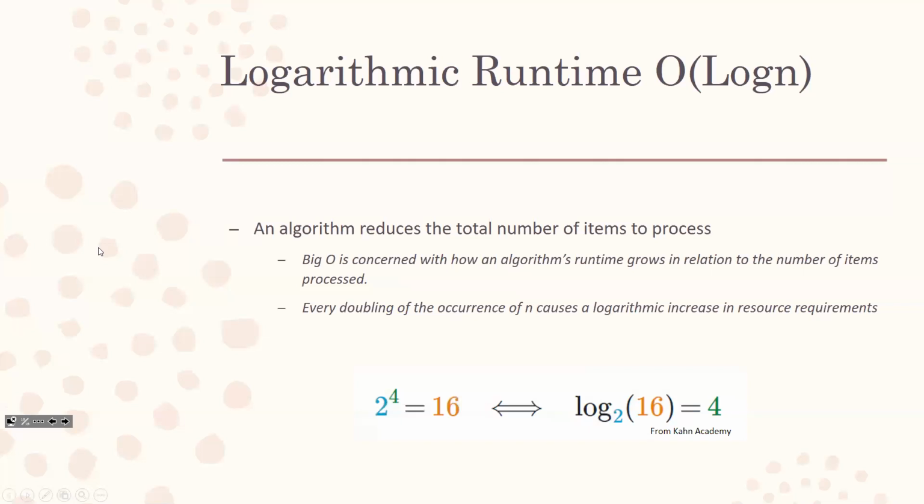From Khan Academy, they say every doubling of the occurrence of n, our number, causes a logarithmic increase in resource requirements. So think about processing employees. Say I've got an algorithm where I'm going to read in our 500 employee records from the database. For each of those employee records, I'm going to have to do some work. I'm going to check their tax exemption status.